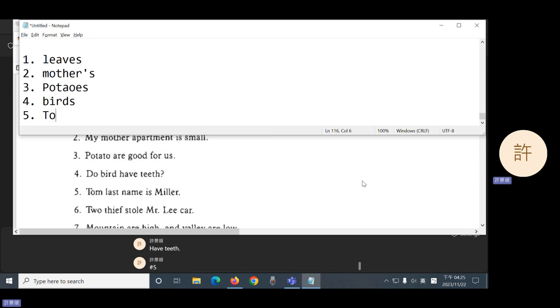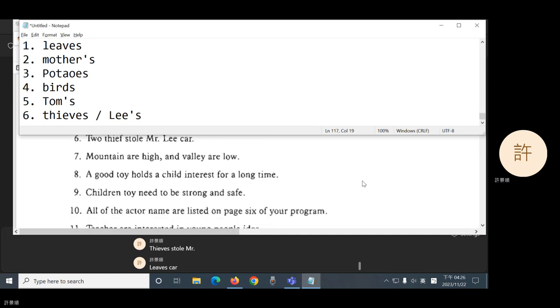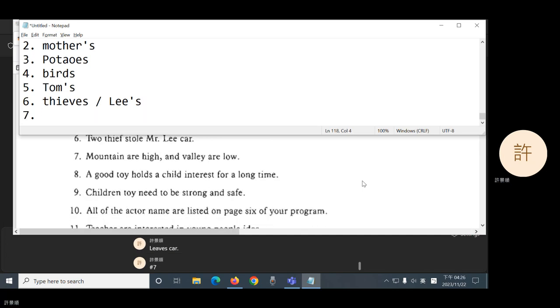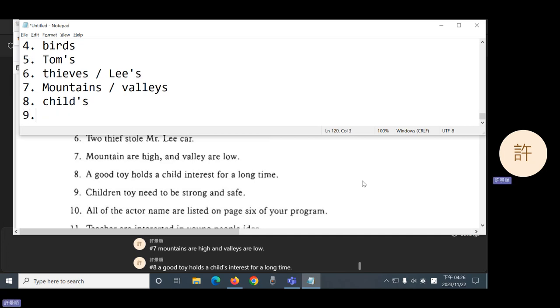Number five, Tom's last name is Miller. Number six, two thieves stole Mr. Lee's car. Number seven, mountains are high and valleys are low. Number eight, a good toy holds a child's interest for a long time. Number nine, children's toys need to be strong and safe.